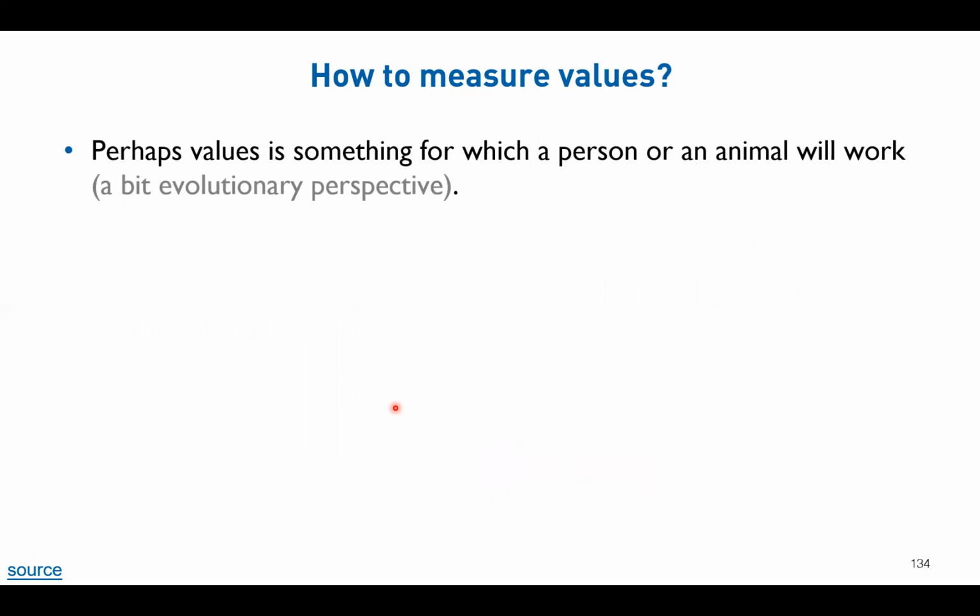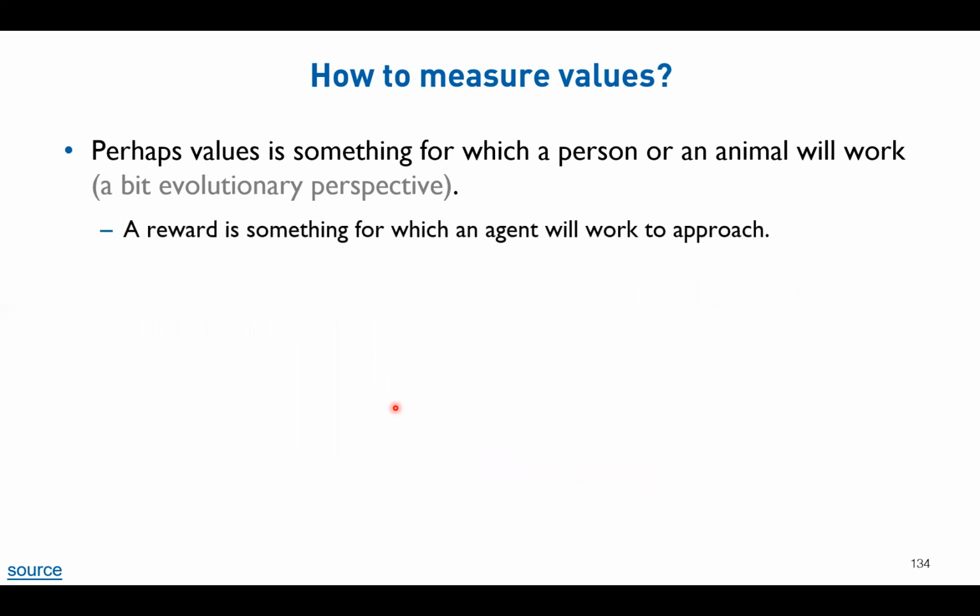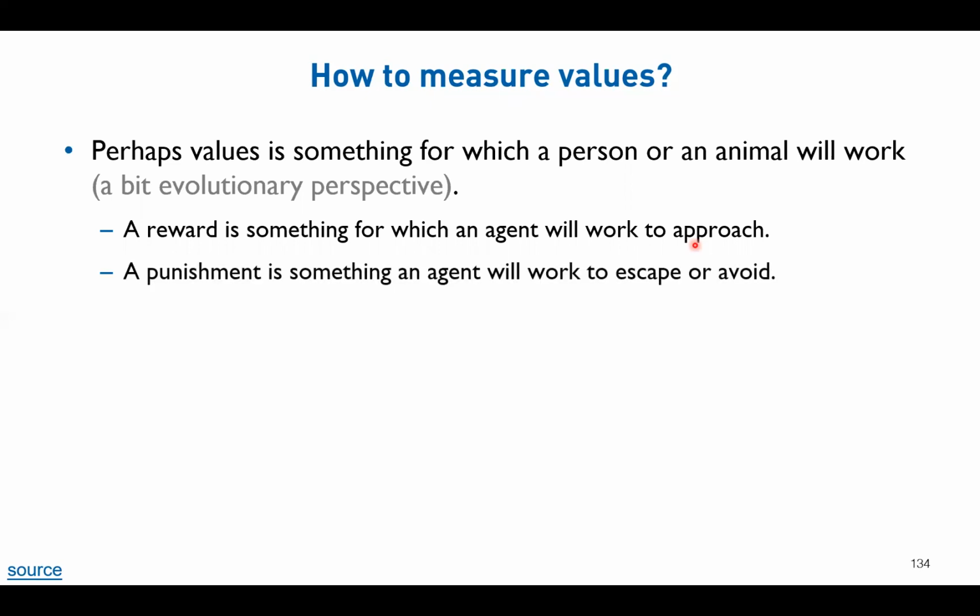And from a bit of an evolutionary perspective, people or animals or any kind of organism will try to approach the reward. If there's something that has a high subjective value, I just want to get it, okay? A reward is something agents will work to approach. And the opposite valence, the punishment, is something the agent doesn't want to have. If I know this has a negative valence, a negative subjective value, negative utility, I don't want it. Rather, I want to escape from it. I want to avoid it.